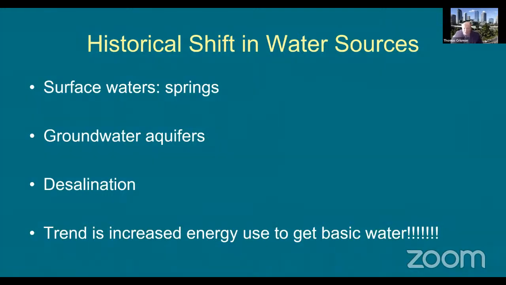So in the Middle East and North Africa, we have had a shift from water sources from surface waters, springs, to groundwater aquifers, which were overpumped, and finally a reliance on desalination. But the trend is to use more and more energy just to get water. We have to find a way to reuse the water and use it efficiently.